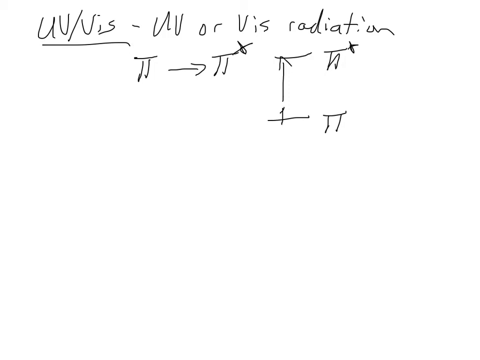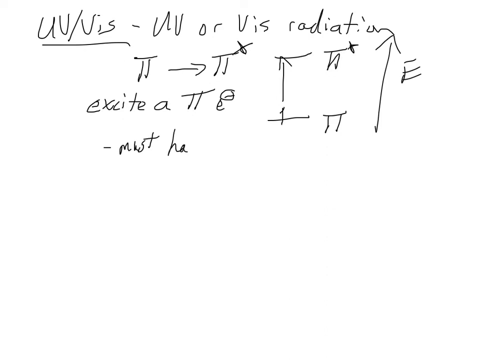We hit it with some energy, and it goes up to pi star, but then it comes back down. So we don't break any bonds. We just excite one electron, an electron in a pi bond. So UV tells us we must have what? To have a UV vis spectrum, we must have pi bonds. And in particular, most likely conjugated pi bonds.